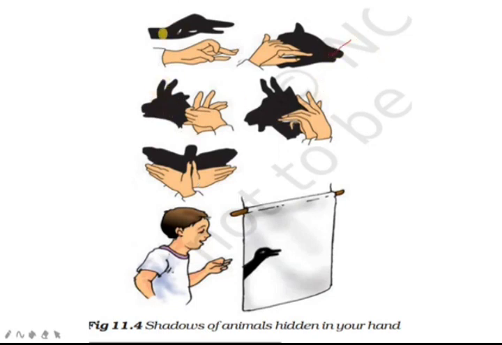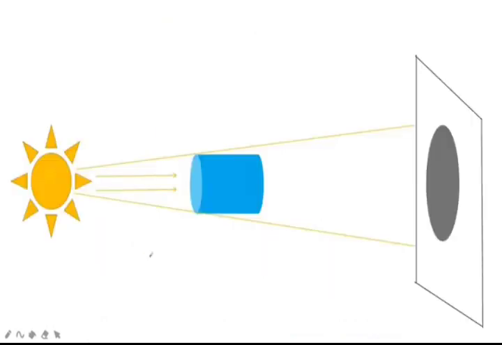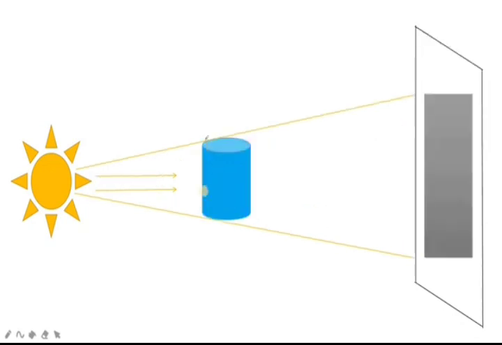This video you might have seen on different TV channels. When you change the position of the fingers, we can have different models of animals, birds, snakes, etc. This is an interesting factor. And look here: if you keep a cylinder, what happens? The light passes in a straight line, so it forms a shadow like this. You will be totally wondering what type of shadow is formed, right?